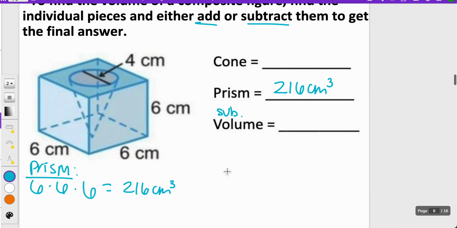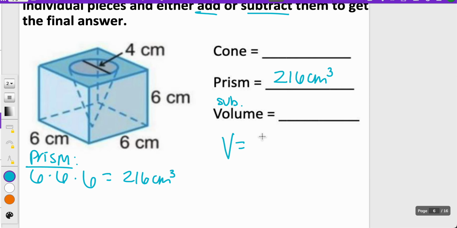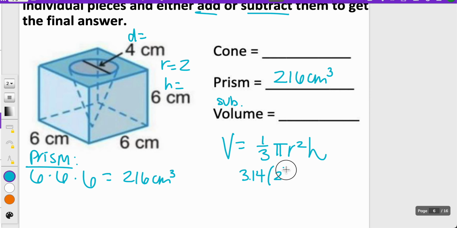Okay, the next is my cone. Remember, for a cone, you have to find the volume by doing 1/3 pi radius squared times the height. So we need to make sure that we find the radius first. This diameter is given to us, so 4 is not the radius, instead 2 is, and the height is still 6, the height of the prism. So I'm going to type into my calculator pi times 2 times 2, that's my radius squared, times my height, which is 6. And then because it's a cone, I have to make sure I divide by 3. So 3.14 times 4 times 6 is 75.36.